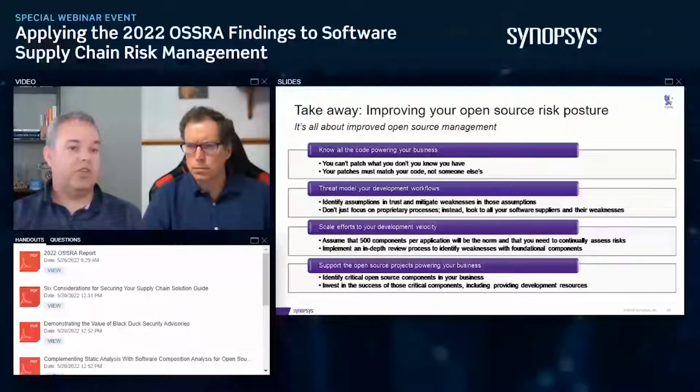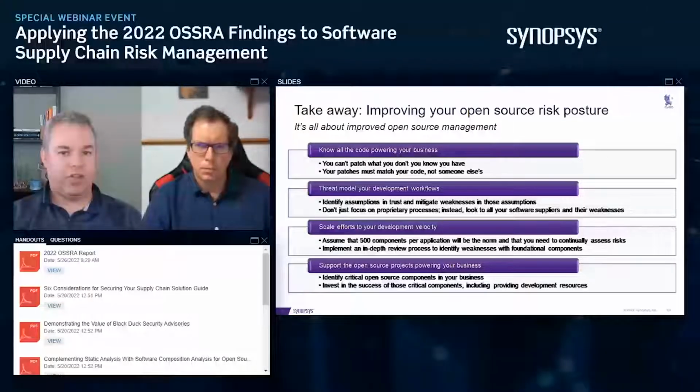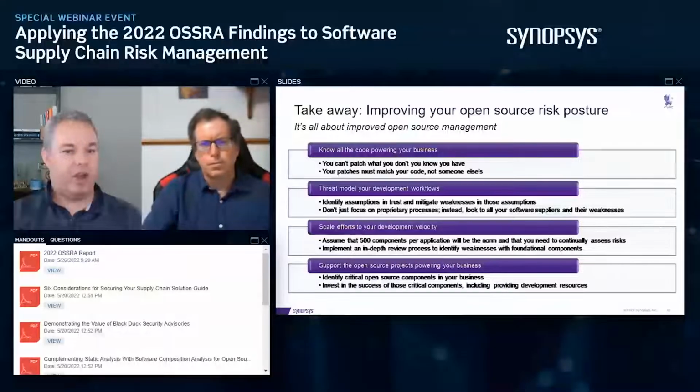You want to make certain that you're scaling all of your mitigation efforts to align with what your development velocity is. Because when you start talking about having 500 components, multiply that by the hundreds to thousands of applications that many businesses have, that's a scale problem. And that needs some form of automation and some form of review to identify where those foundational components are going to come from, because that's part of your supply chain.